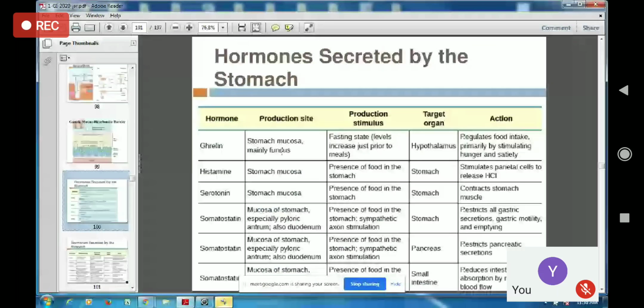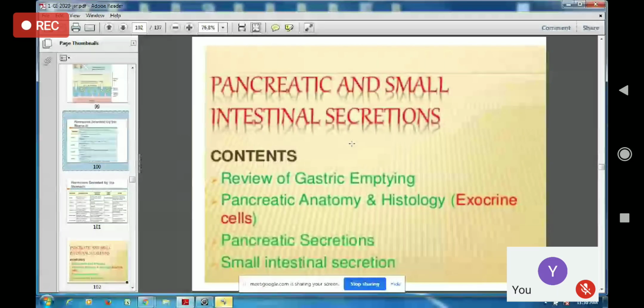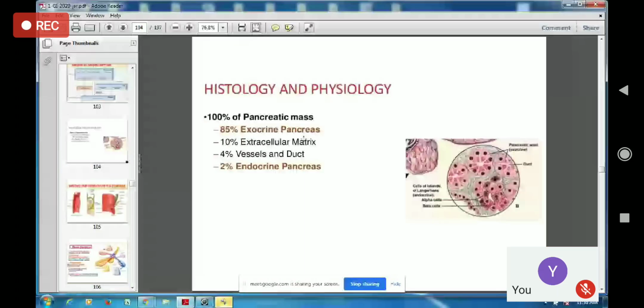Then we'll talk about how gastric emptying occurs, and pancreatic secretion.